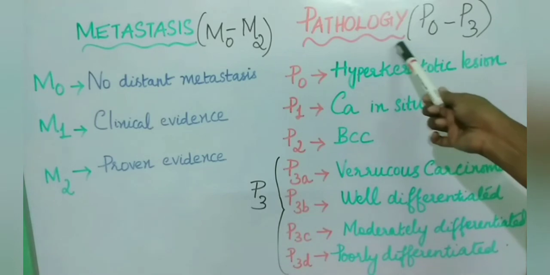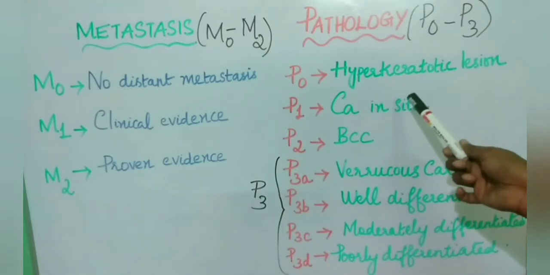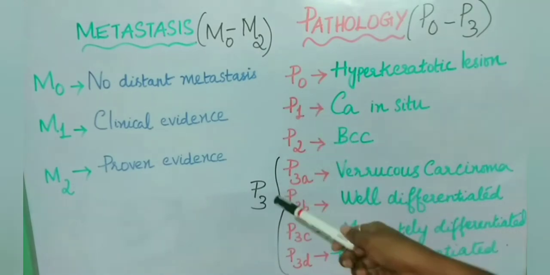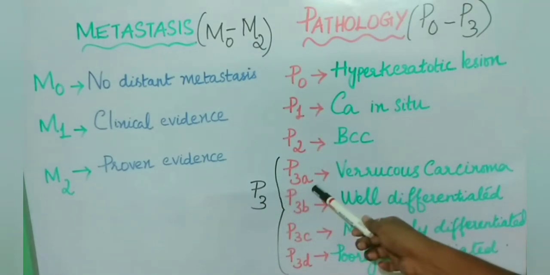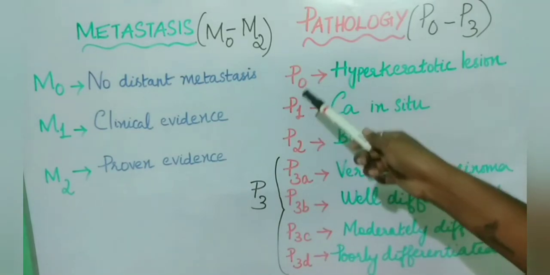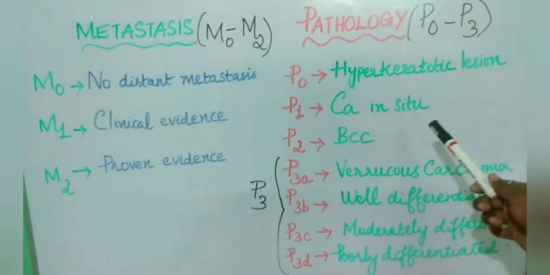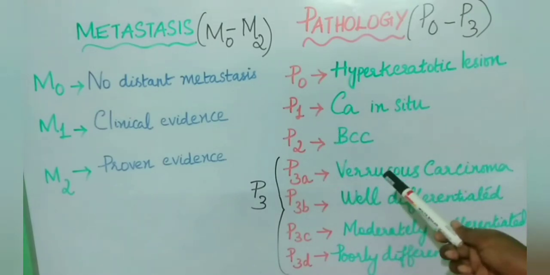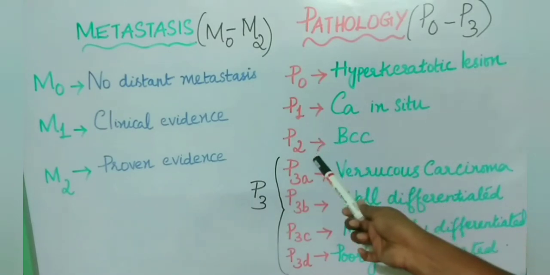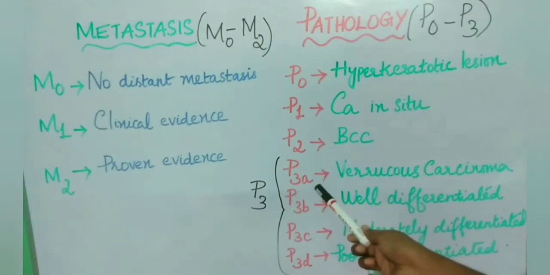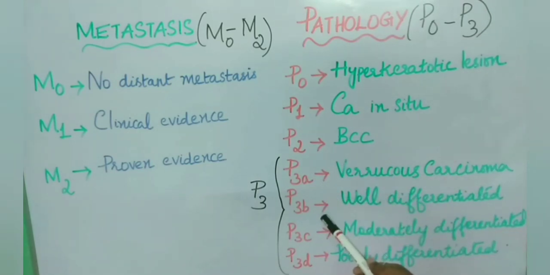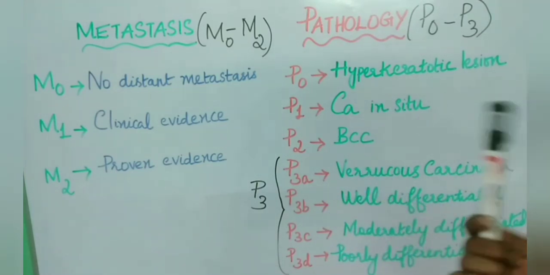Next is pathology. This particular category has 4 subdivisions, that is P0, P1, P2 and P3. P3 is again divided into P3A, P3B, P3C and P3D. P0 is characterized by hyperkeratotic lesion. P1 is characterized by carcinoma in situ. If there is basal cell carcinoma, then it is considered as P2. In case of P3A, there is verrucous carcinoma. P3B is characterized by well differentiated squamous cell carcinoma.